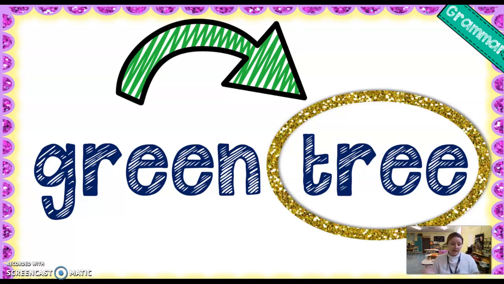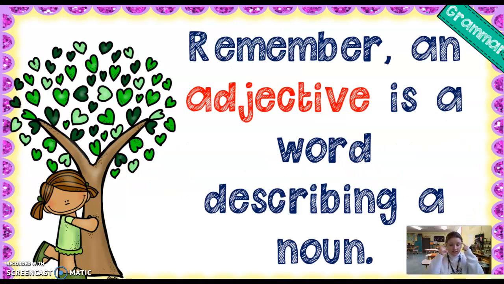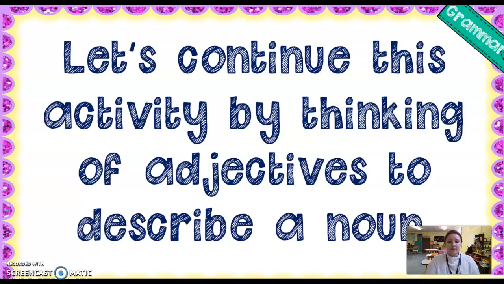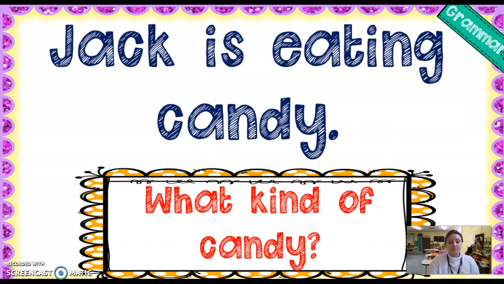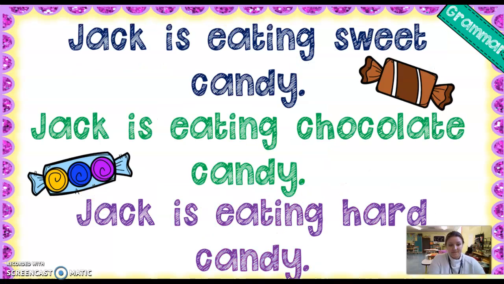What about a green tree? Green is my adjective because it describes the noun tree. Remember, an adjective is a word that describes a noun. Let's keep thinking of some adjectives to describe nouns. Look at the sentence, Jack is eating candy. My noun here is candy, so I ask myself, what kind of candy? How can I use an adjective to describe the word candy? Jack is eating sweet candy. Sweet is an adjective because it describes what kind of candy he's eating.